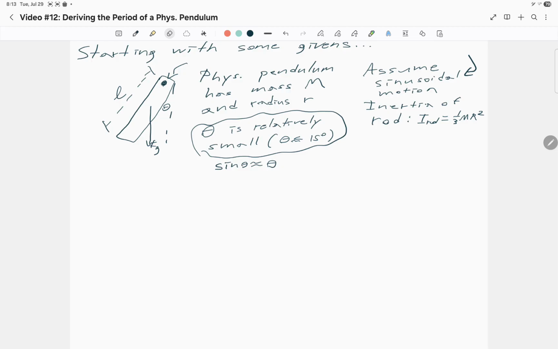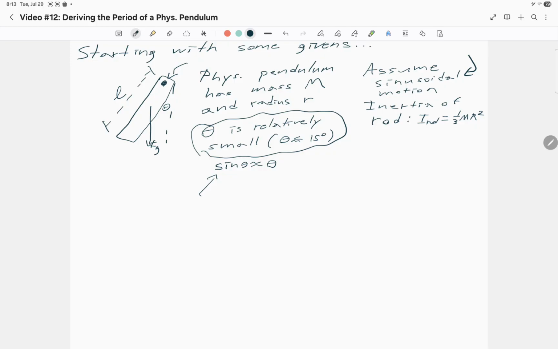And the angle that this rod sweeps out with respect to the vertical is going to be relatively small, so less than or around 15 degrees. This is so we can do the small angle approximation, which I accidentally included right here. Spoiled that. But we'll get to why that is important later.